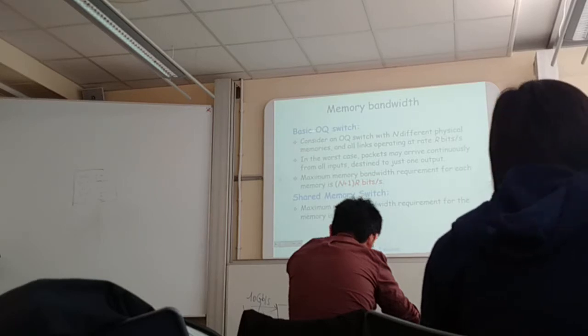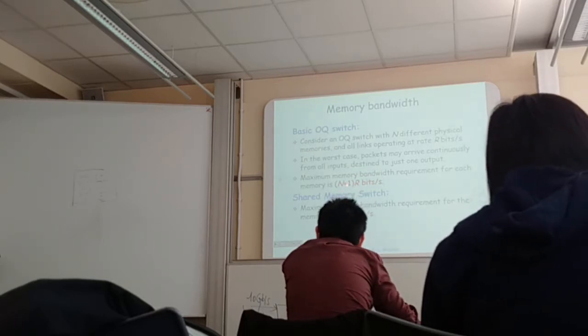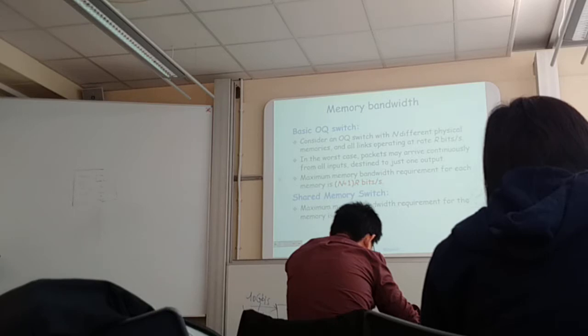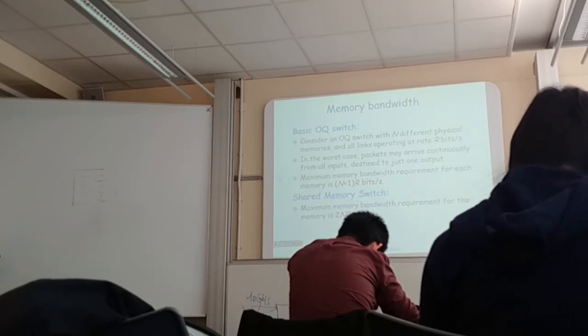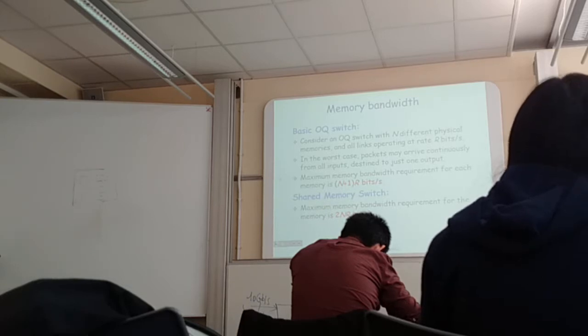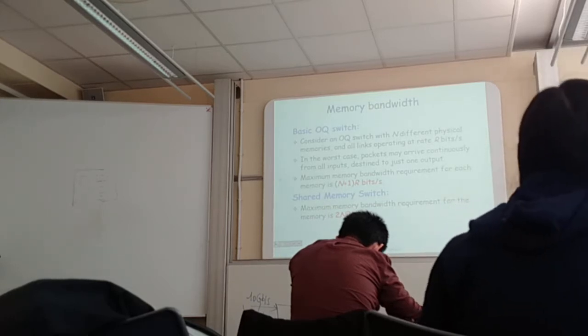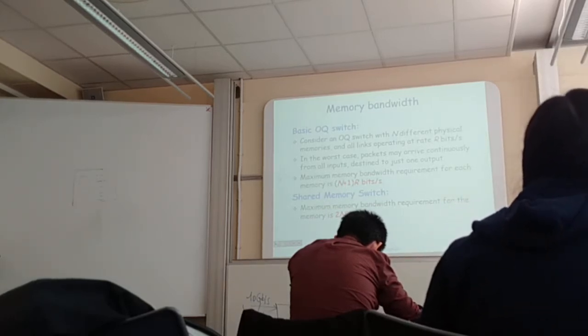So this is the memory bandwidth. The output queue switch is n plus 1, and the 1 is for the read, as you mentioned before, times R bits per second. The shared memory is 2n times R bits per second. Okay, these are extremely important characteristics.